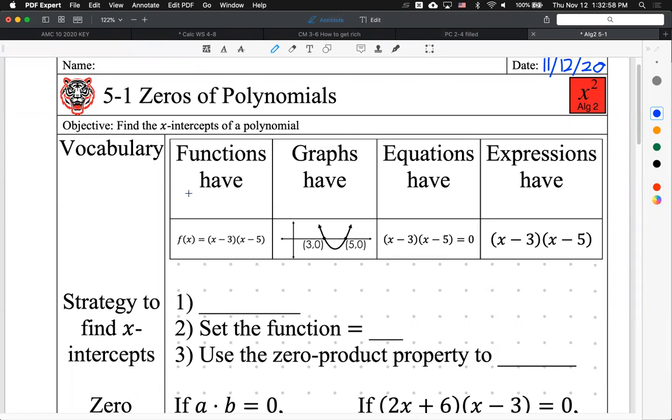Okay. Functions have zeros. So zeros is the word that I'm going to use when I'm referring just to a general function. If I'm talking about some sort of curve, that is a function that has zeros. Hey, lo and behold, that's the word of our title, right? Graphs have x-intercepts.